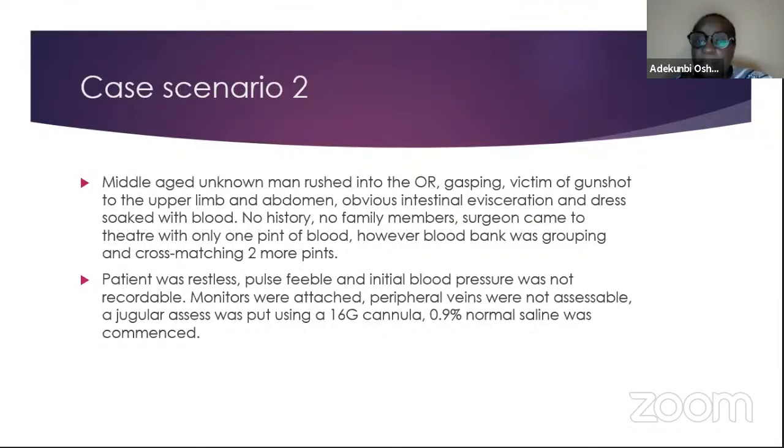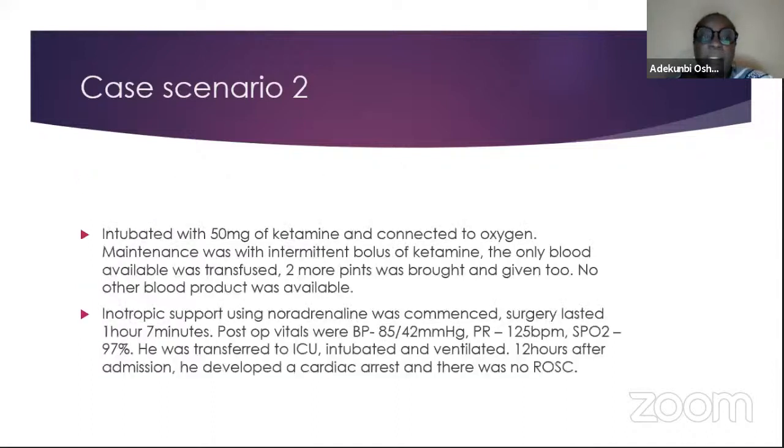The patient was restless, pulse was feeble, and initial blood pressure was not recordable. The monitors were attached and peripheral veins were not accessible. A jugular access was gotten using a 16G cannula. The 0.9% normal saline was commenced. The patient was intubated with only ketamine 50 milligram and connected to oxygen. He was maintained using intermittent boluses of ketamine, 15 to 20 milligram every 15 to 20 minutes.